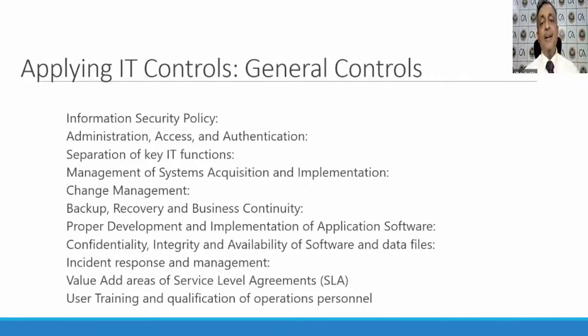Then proper development and implementation of application software. Whatever software you acquire has to be properly developed and implemented as per the need of the business. That is very important. CIA: confidentiality, integrity, availability of software and data files. You ensure CIA through proper storage, proper access control, proper password, no sharing of password. Next, again important, is incident response and management. I am giving you an example to understand.